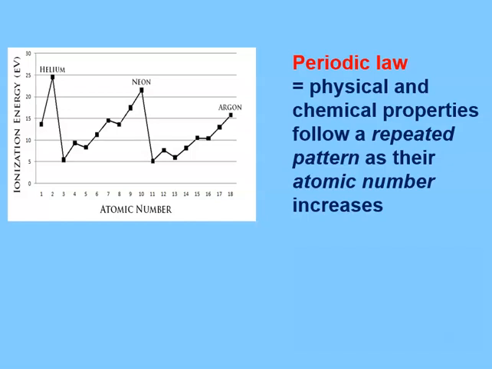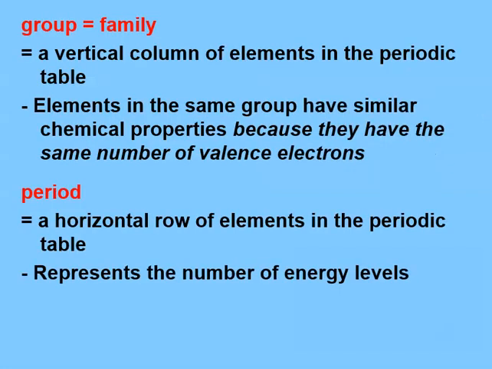And so the modern periodic table is based on listing the elements in order of increasing atomic number. We give certain names to vertical columns and horizontal rows. A vertical column of elements in the periodic table is called a group or a family, and elements in the same group have similar chemical properties because they have the same number of valence electrons. And we'll look at that specifically as we get into the periodic table.